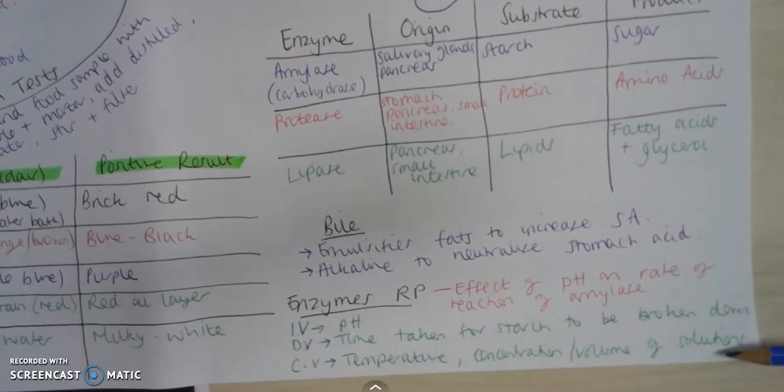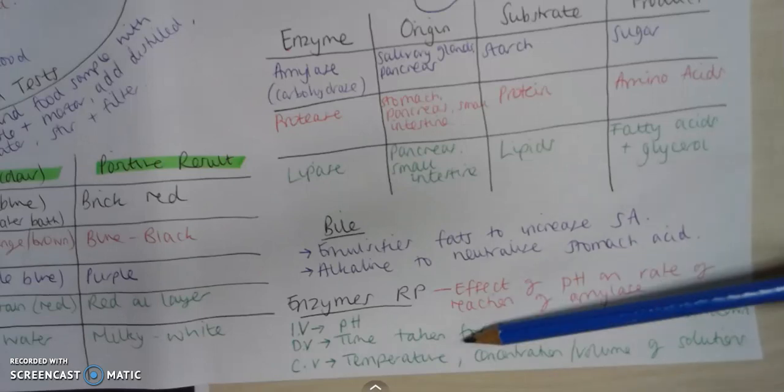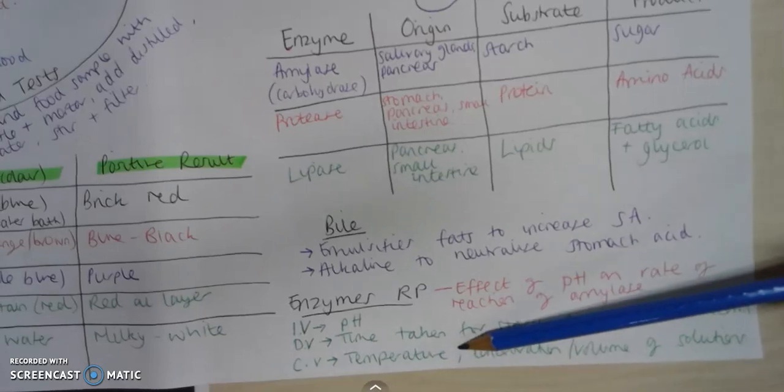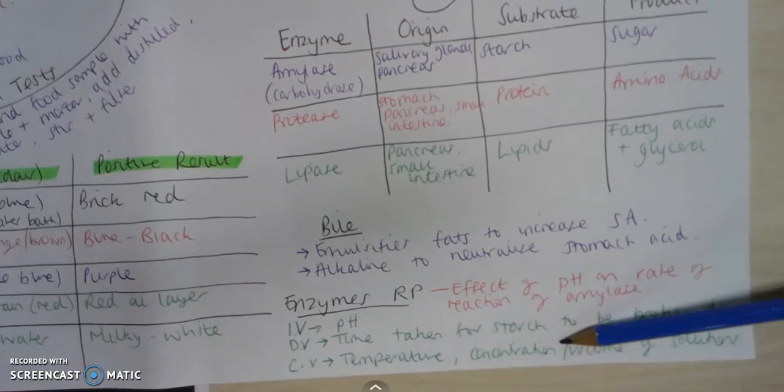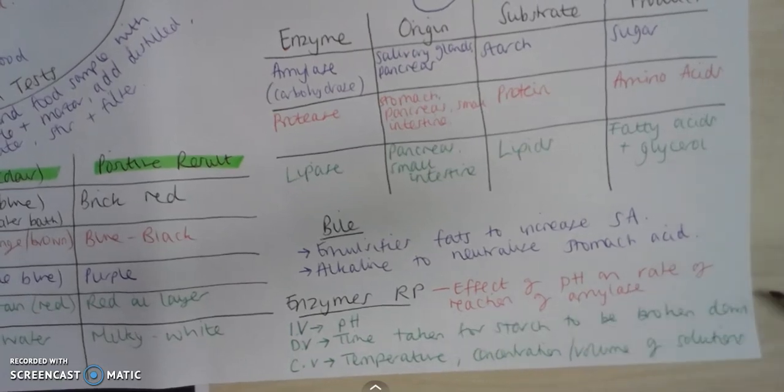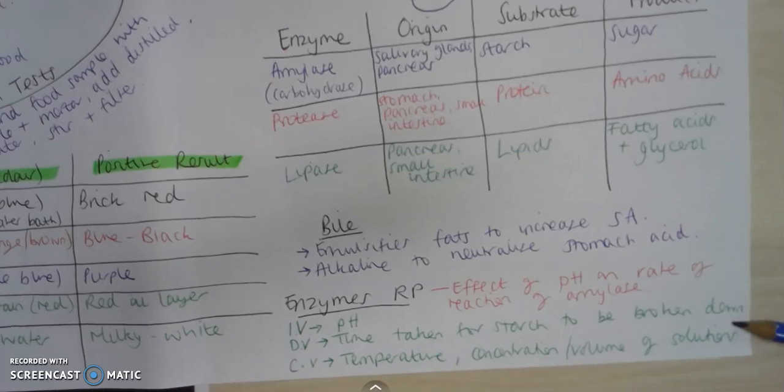And the control variables, there will be many, but the key ones are things like the temperature, because obviously if you're investigating pH, you need to keep the temperature constant, concentration and volume of the various solutions. So concentration and volume of your starch, amylase, and the same really with regard to the volume of iodine and things like that you use, and the pH buffer.